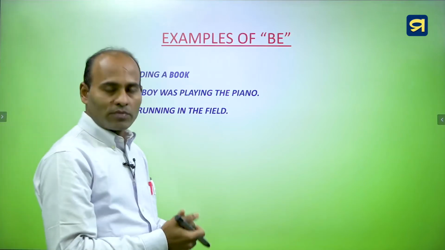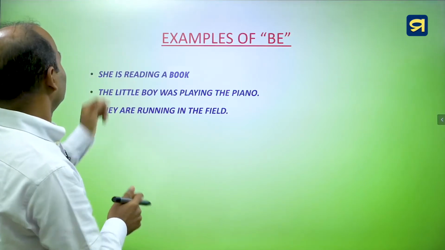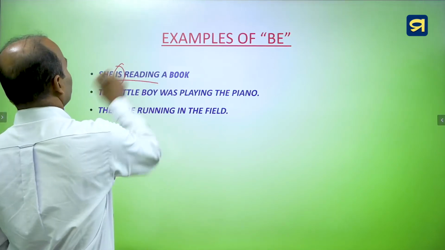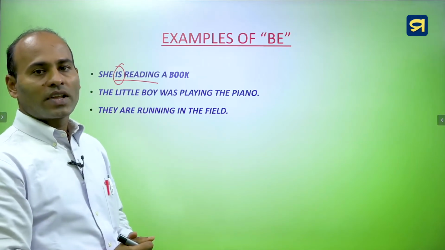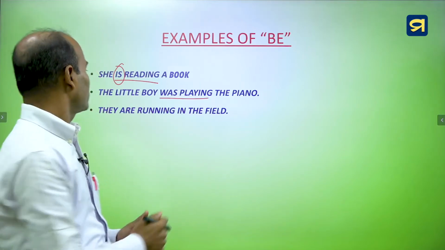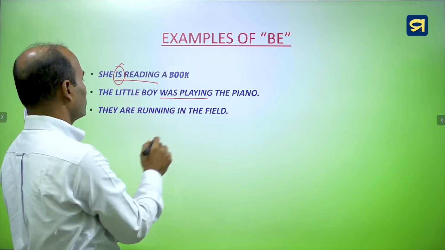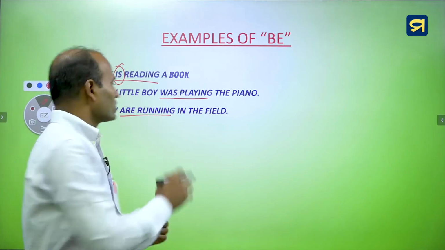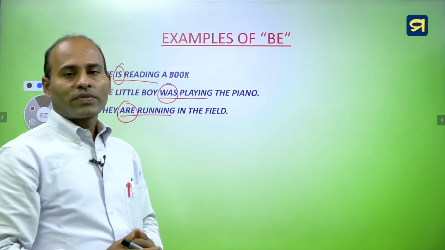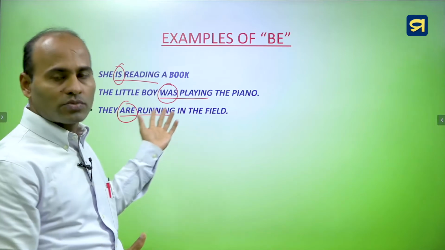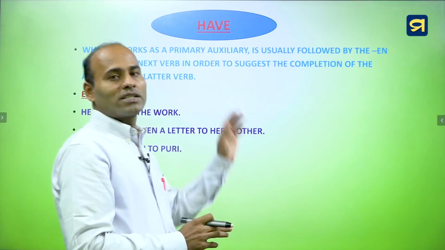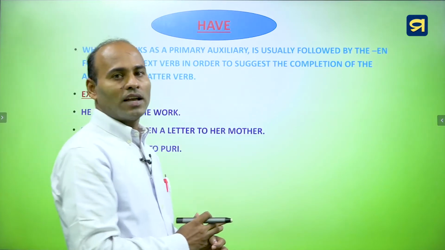So let's have some examples of be. She is reading a book. Is reading. So here is is used as the auxiliary, primary auxiliary. The little boy was playing. And in the sentence, they are running in the field, are running. So is, was and are are the auxiliaries and various forms of the verb be.